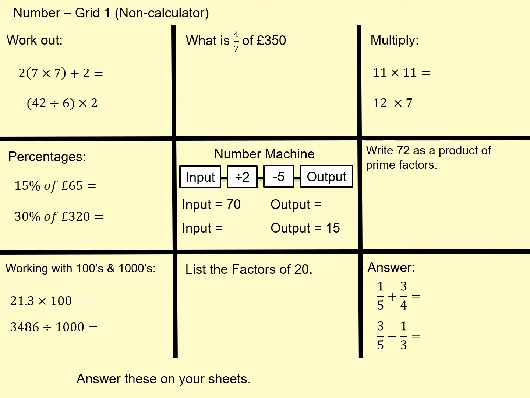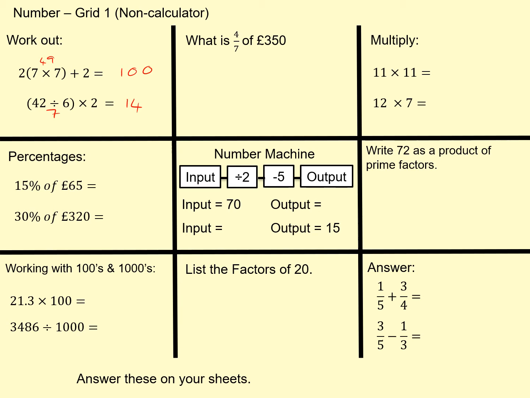Okay, so working through this one. Looking at the top left hand corner, we've got workout and then we've got a couple of big maths questions. Remember, B for brackets first, so 7 times 7 is 49. 2 times 49 will be 98, then add on the 2 gets us 100. Then for the second one, 42 divided by 6 is 7, and 7 times 2 is 14.